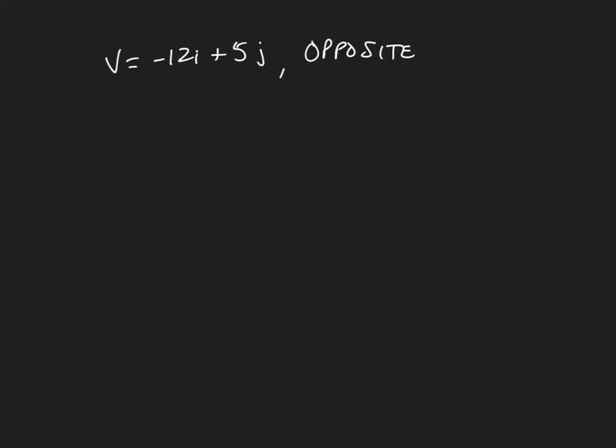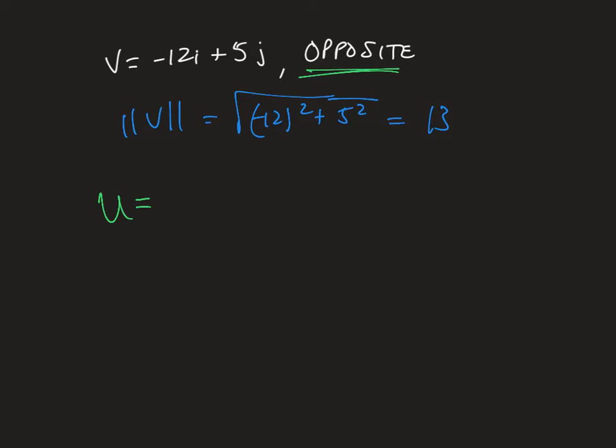Okay, we now want a unit vector in the opposite direction of v. Again, you've got to find the magnitude first. So the square root of negative 12 squared plus 5 squared, and when we do that, we get 13. Now we're going in the opposite direction, so I'm going to change these two signs. So it's going to be a plus 12i and a minus 5j.